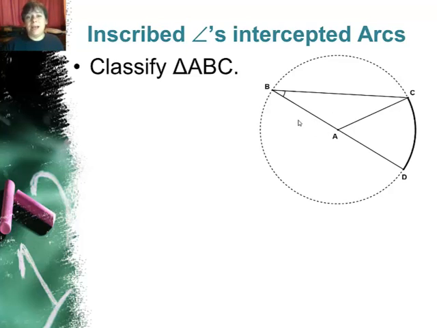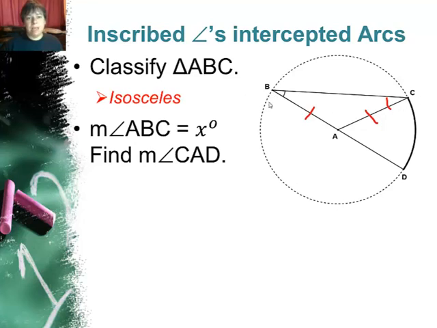First of all, I'm going to classify this triangle. I know these two are radii, so that means they are congruent. If I have two congruent sides on a triangle, it's automatically isosceles, which means that this angle here, BCA, is also congruent to angle B. Now I'm going to tell you that the measure of angle ABC is just x. And I'm going to find the measure of angle CAD, which is the central angle here. If the measure of this angle is x, that means that angle's x too.